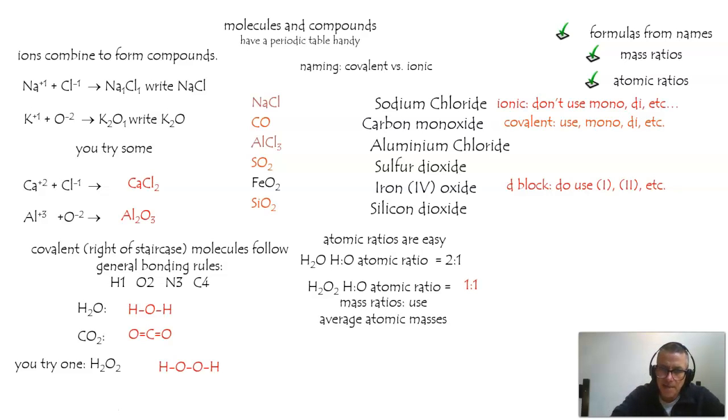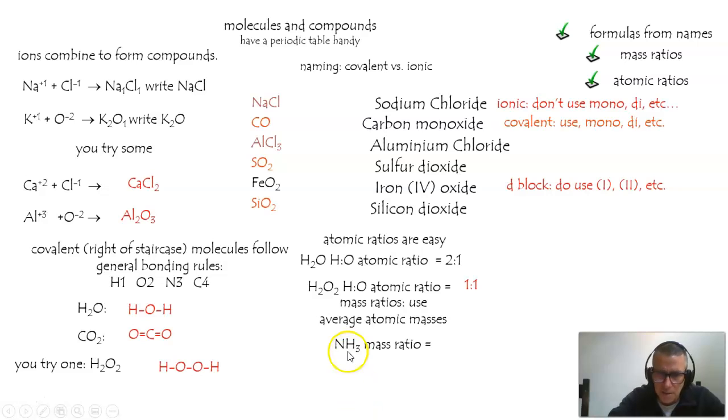Now, the average atomic masses will define the mass ratios. Life would be simple if all atoms were the same size and the same mass. They're not. The small ones, like hydrogen, are the lightest. The big ones, moving towards oganesson, are the heaviest.